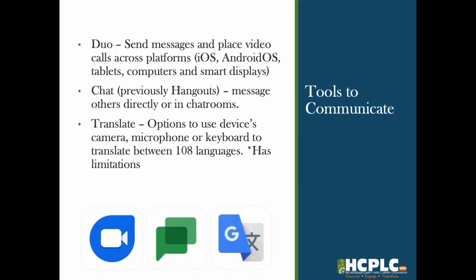So moving to tools to communicate. These are some commonly used applications. Duo is a very useful tool. If you have an iPhone or an Android and you're trying to call a friend or a relative that does not have the same kind of phone or tablet, using Google Duo would allow you to place a video call. So you don't have to worry about a platform-specific app, like FaceTime. It allows you to call across platforms as well as to send messages.